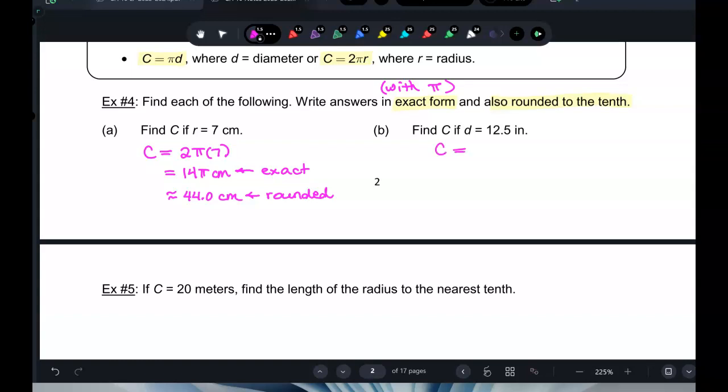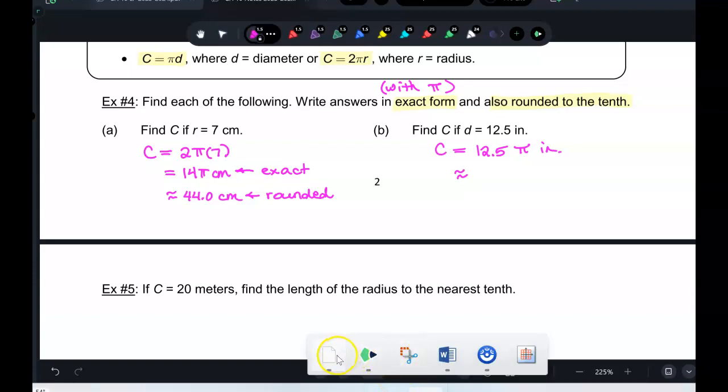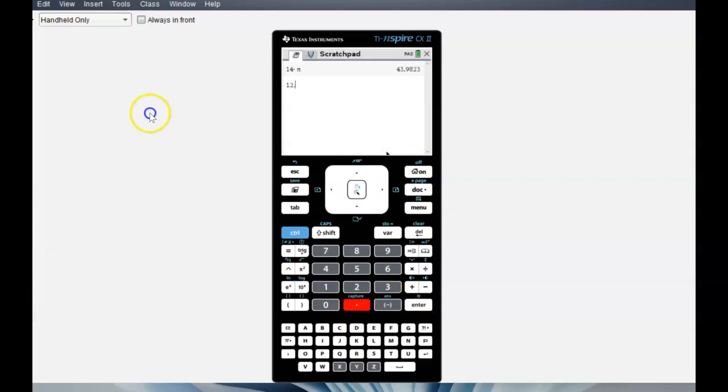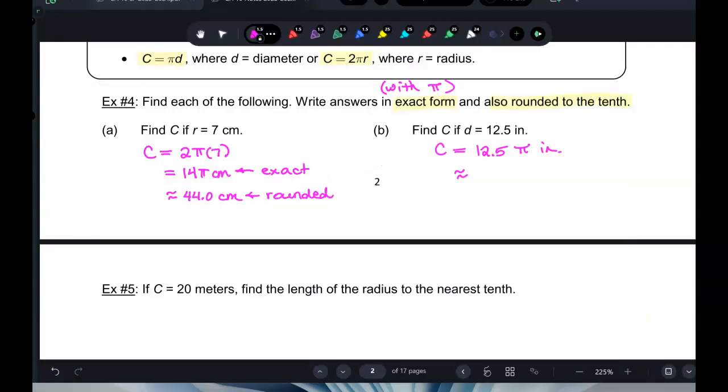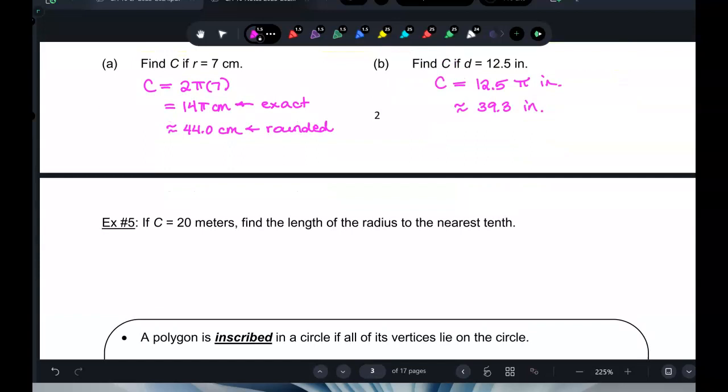Okay, what about the next one? If we find C, it's going to be just 12.5 pi inches, because it's pi times diameter. We also want to find the approximate one. Don't use 3.14. Please use the pi button on the calculator. It's down here, and we select that. So this is going to be 39.3. Sometimes it'll give you the same answer, but because 3.14 is an approximation, it could give you an answer that's off.